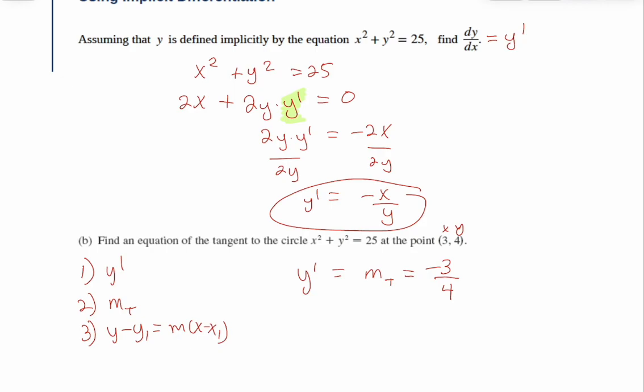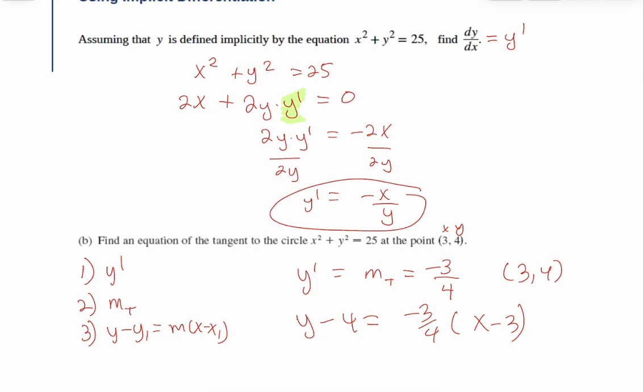So our point is 3, 4. So it's y minus 4 equals negative 3/4 times x minus 3. Now, I don't need you to do anything else with that. I know you know that's an equation of a line. I know you know to get it prettier, you could distribute the negative 3/4 and add 4, but don't feel that you have to go any further.